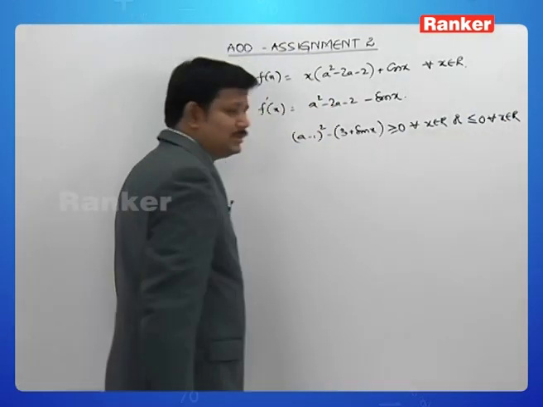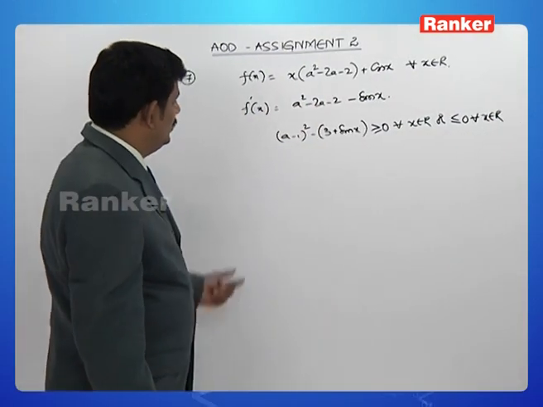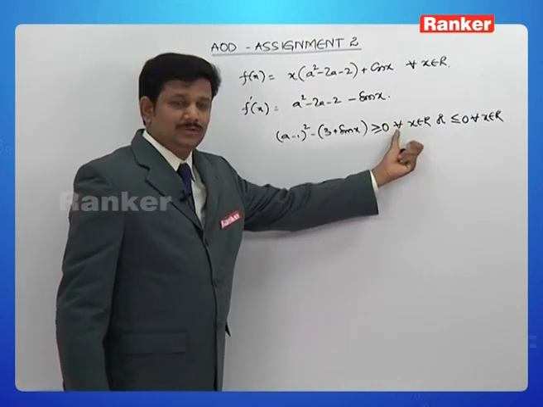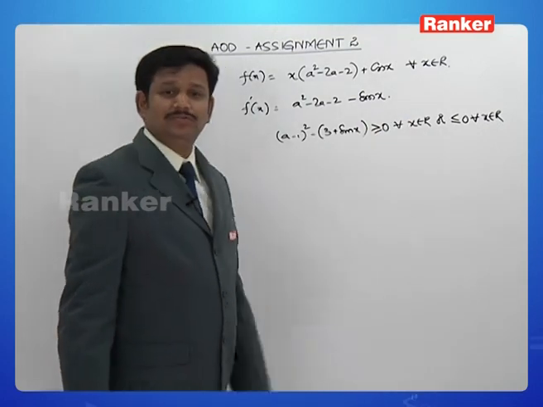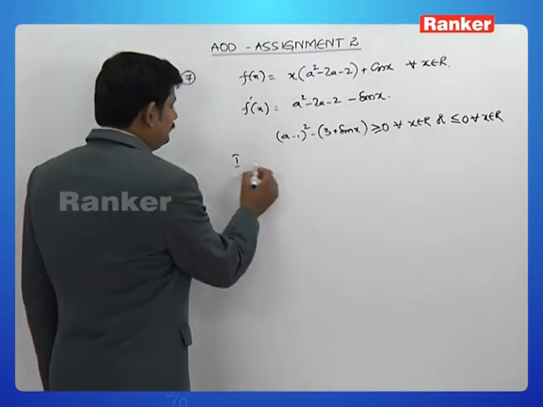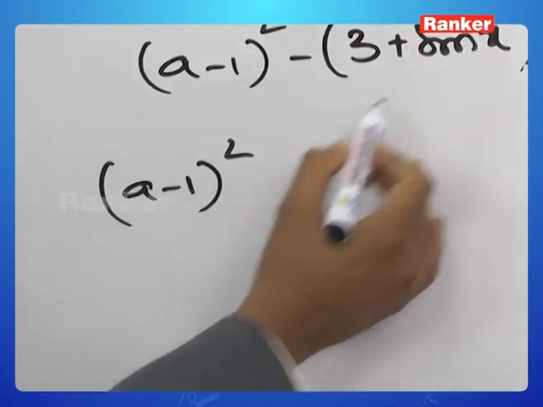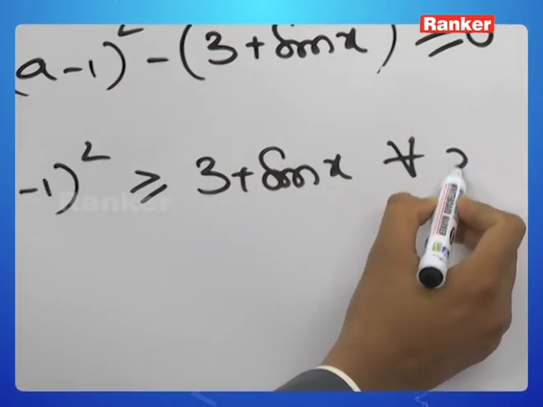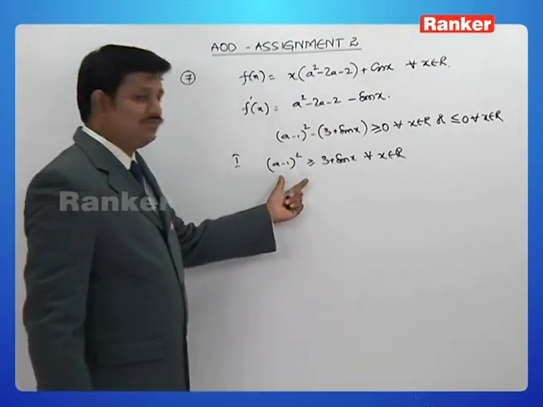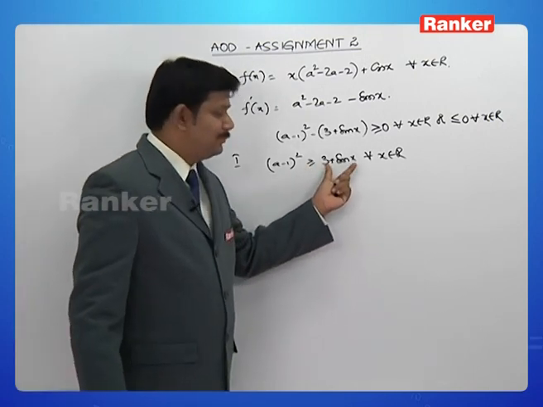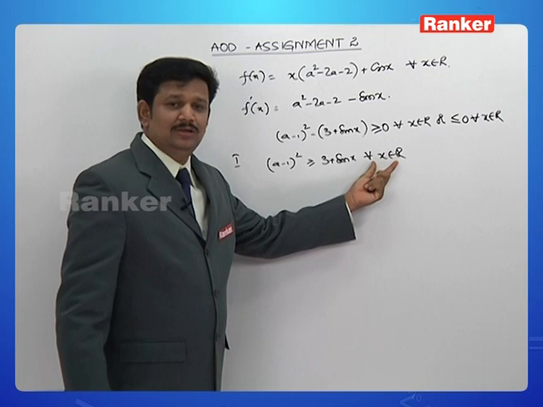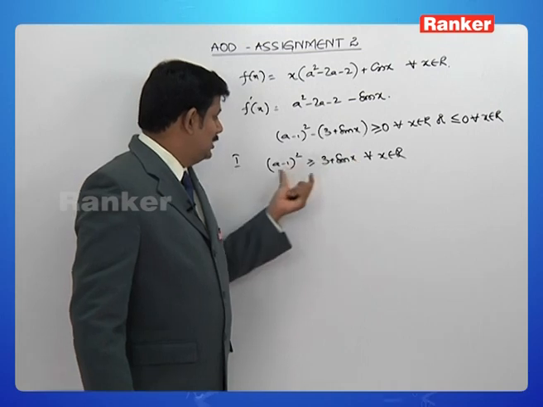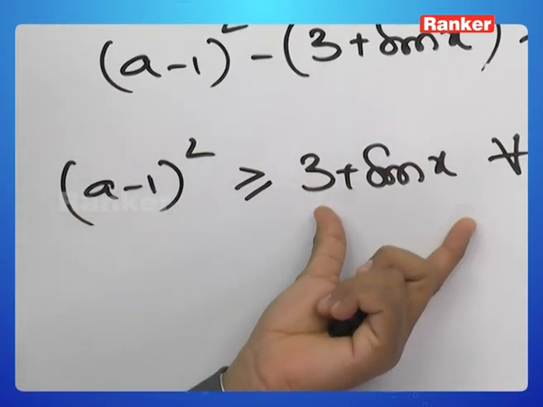Let us split our discussion into two cases. One, when a minus 1 whole square minus 3 plus sin x is greater than or equal to 0 for all x belonging to R, or when it is less than or equal to 0 for all x belonging to R. In case 1, a minus 1 whole square should always be greater than or equal to 3 plus sin x. That is, for all x belonging to R. Whatever be the value of x, that is, even when sin x is maximum, a minus 1 whole square should be greater than that.